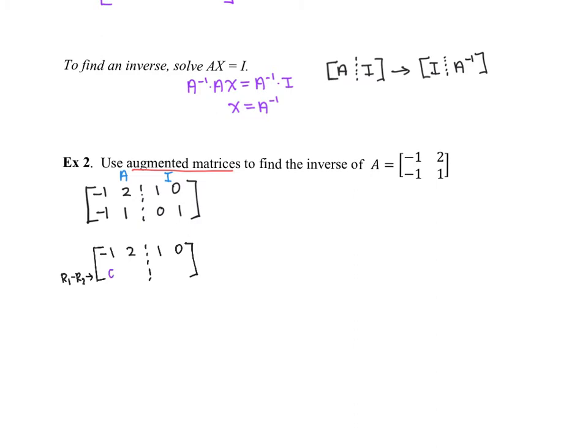Negative 1 plus 1 is 0. 2 minus 1 is 1. 1 minus 0 is 1. 0 minus 1 is negative 1. Okay, I have the 0 here. Now I'm going to get the 0 up here because I'm trying to turn this into the identity matrix, or basically reduced row echelon form. So I'm going to leave the second row alone this time because it already has the 0 I want. Now if I want to cancel this one out, I think I will multiply this one by negative 2.